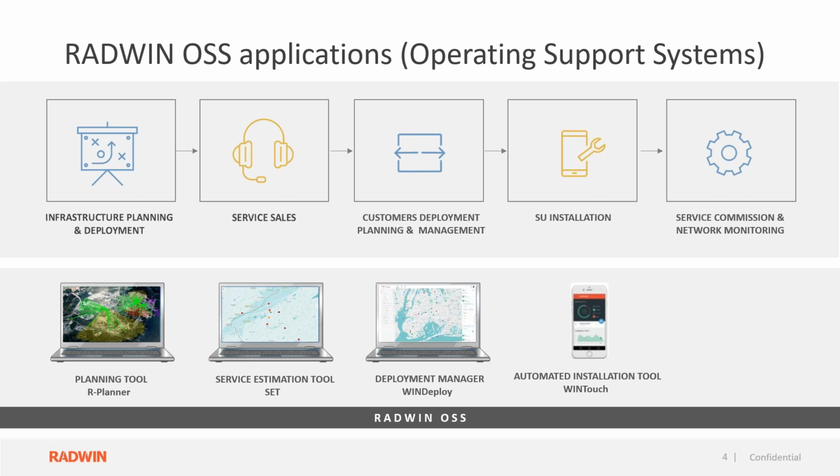It's called the WinTouch, and everyone can download this application from the App Store. It can be installed on an Android cellular phone or iPhone. The application helps to create a work order or a project for the installer. The installer comes to the site, connects with the cellular phone to the subscriber unit by Wi-Fi, and immediately gets the instructions on how to align the antenna in order to get the best RSS level. So the installer just needs to follow the instructions.